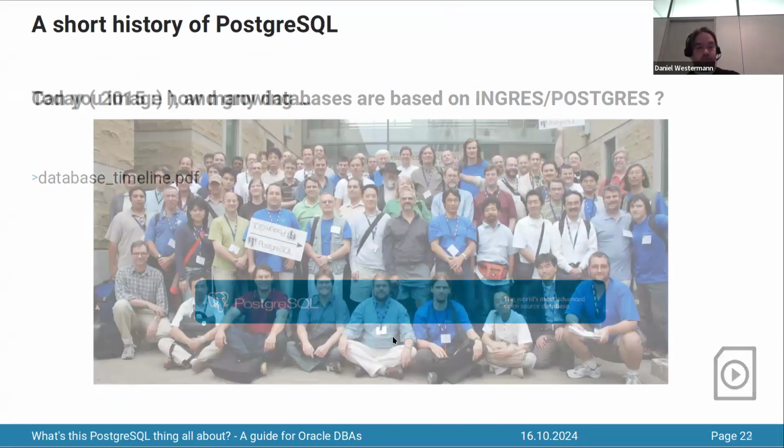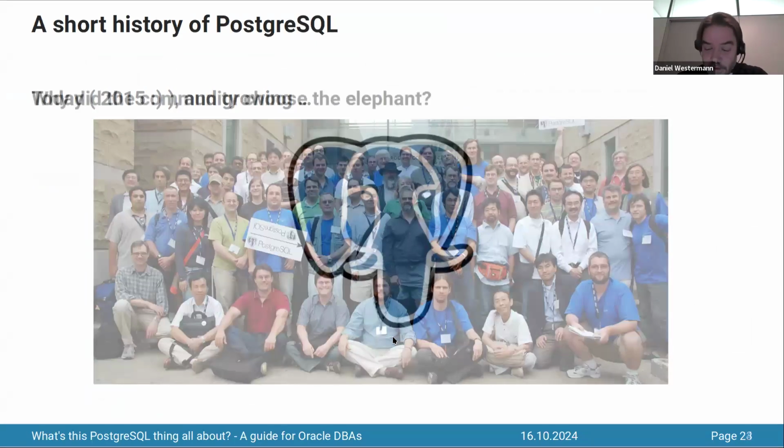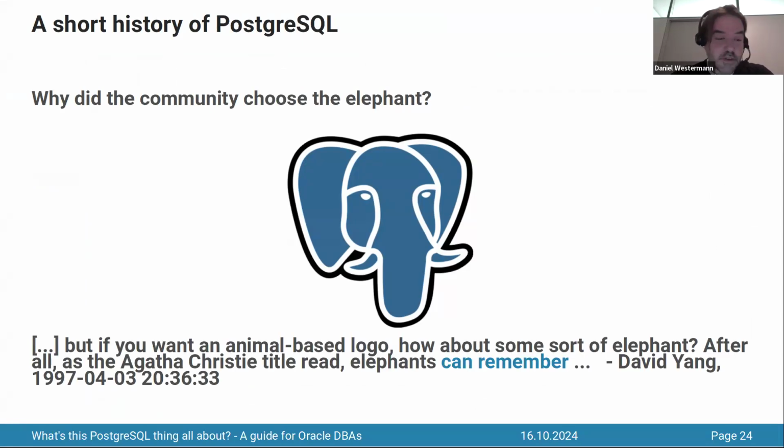Good. Again, that's the group picture from 2015. It's growing very fast. Maybe another fun fact is, why did the community choose the elephant as a logo? If you read it, it's quite obvious. Elephants can remember, and the database should do that as well. You don't want to lose any data, so that's the reason for the elephant.